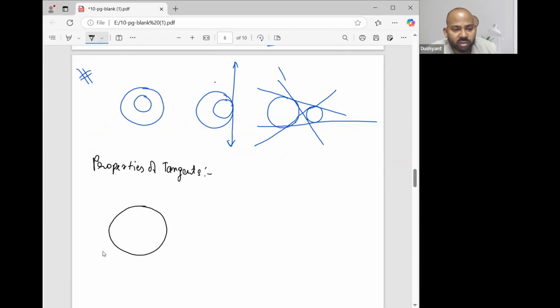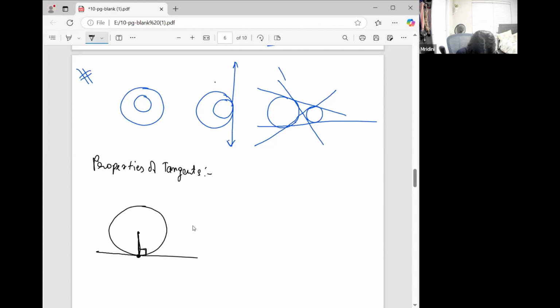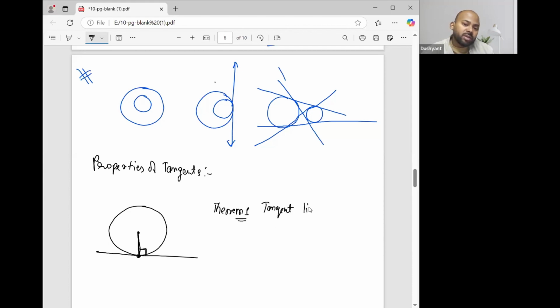Let's suppose I have a tangent. If I draw a radius to the tangent from the center, this is my tangent point, right? So that will make 90 degrees over here. So this is the tangent line to circle theorem, theorem number one, the very first one.